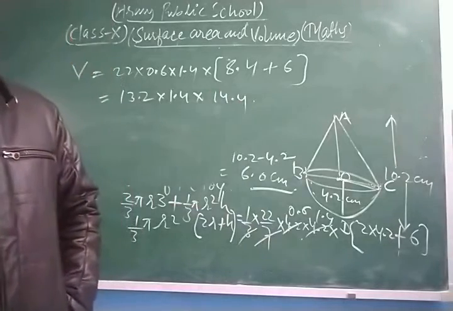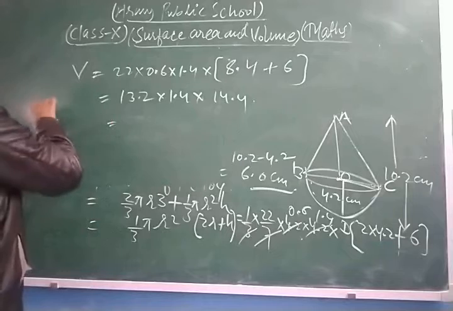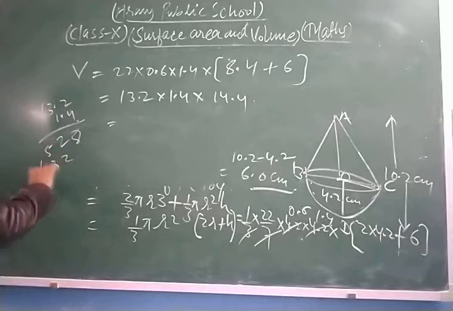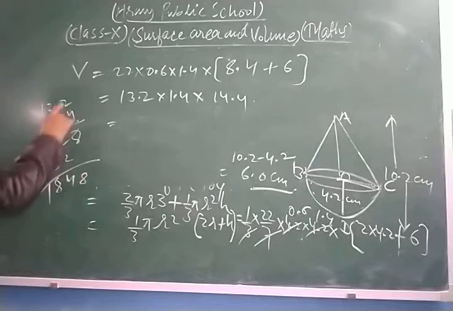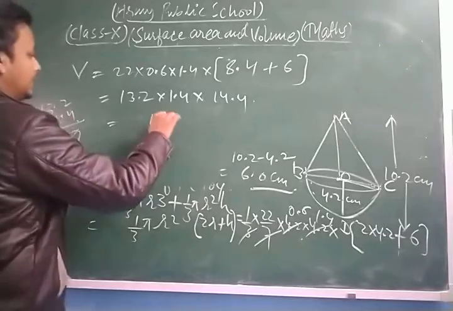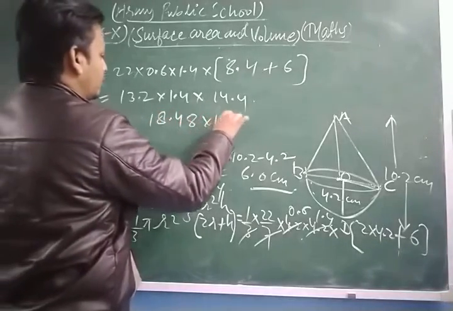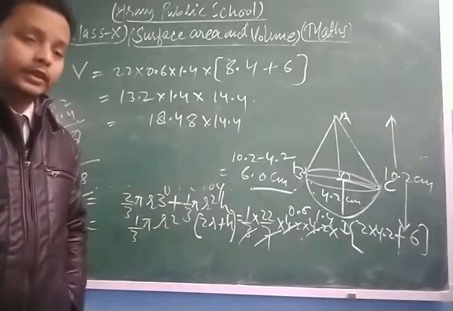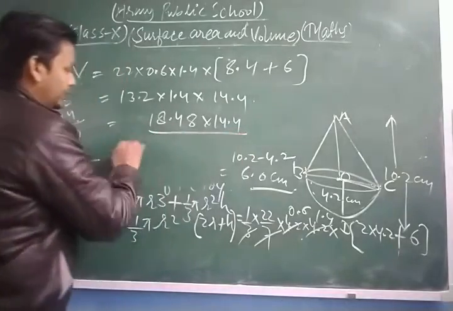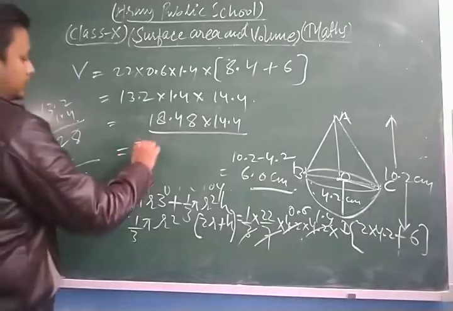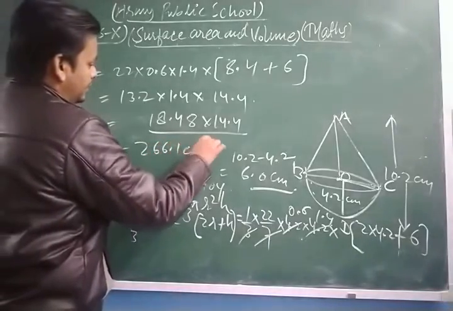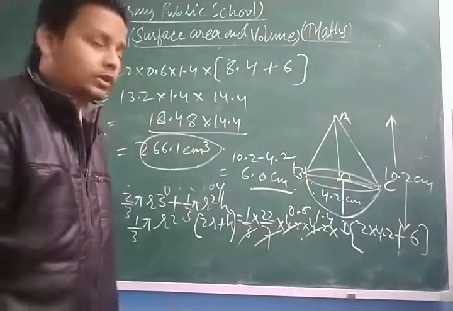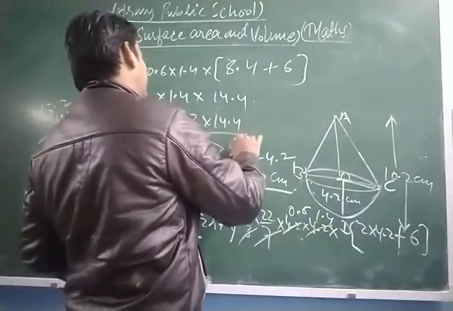Okay, now dear students, we multiply these numbers. This is 13.2. First of all, we get 18.48. This is 18.48 into 14.4. Okay. Now, dear friends, we multiply them, and we get the result as 266.1 approx centimeter cube, because this is the volume, and you know that volume is always in cube units. So the required solution of the given question is 266.1 approx.